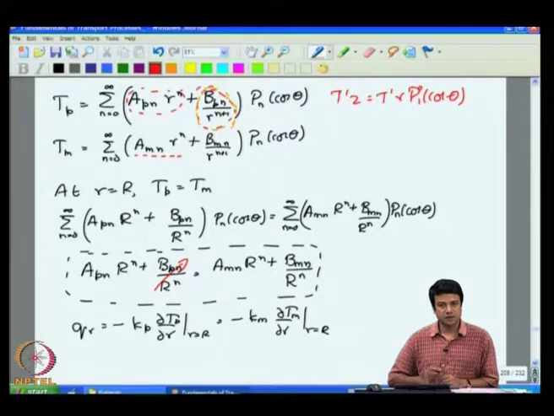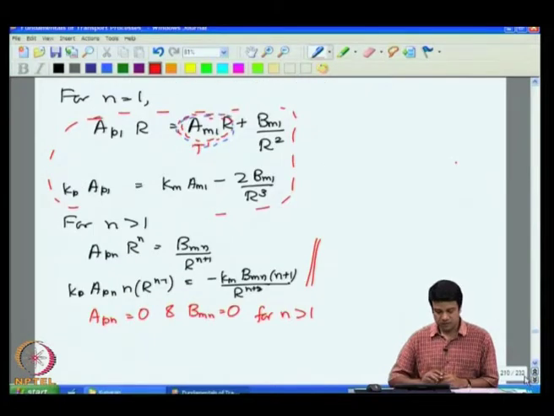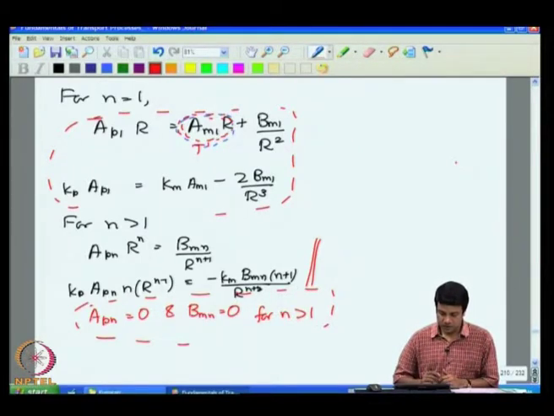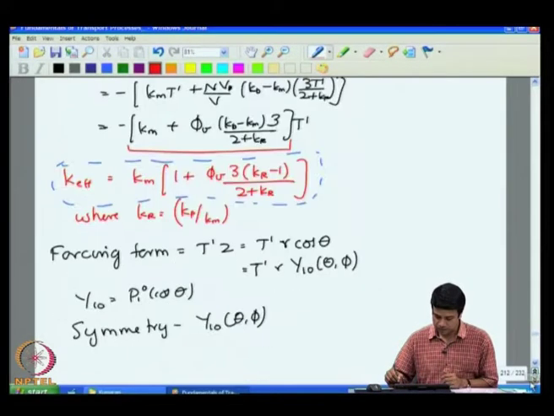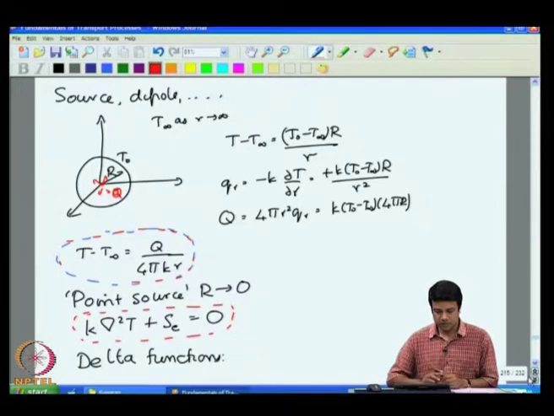Therefore, I can just write down the solutions with n is equal to 1 and m is equal to 0 and evaluate those coefficients alone. As I showed you in the last lecture, for n greater than 1, all other coefficients turn out to be identically equal to 0. Only the coefficients 1 0, that is AP1 and BM1, turn out to be non-zero. And from that I can straight away evaluate what is the correction to the temperature field due to the presence of the spherical inclusion. And we briefly discussed the spherical symmetries, we will come back to that a little later.